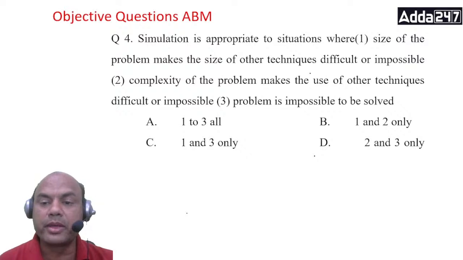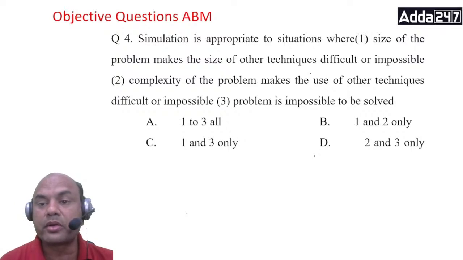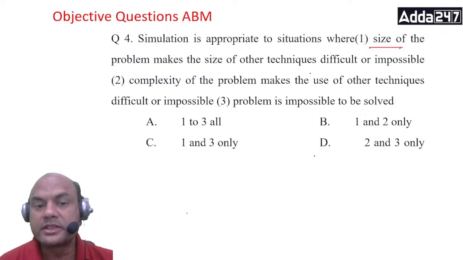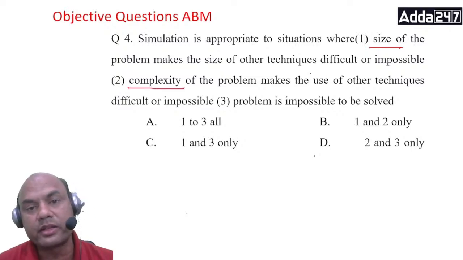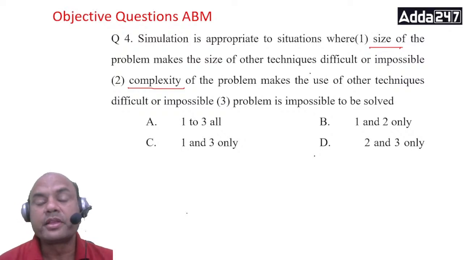Complexity of a problem makes the use of other techniques difficult or impossible. That is also a point. See here, the important part is size. Second is complexity also, because finance is the most complex field in this world, right? Suppose again we come back to the same example, changing the software. That is so complex.